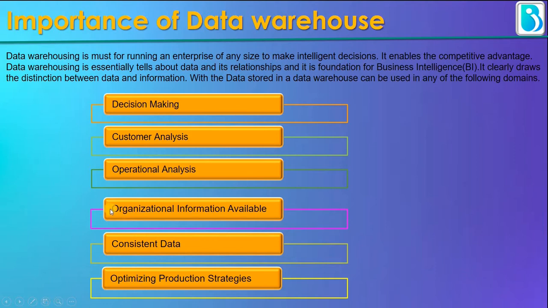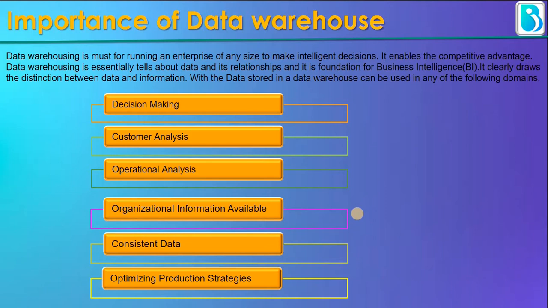So this point says we will have the organizational information. Suppose you have a company that has a huge number of departments. For each department there will be a separate application and database. All those data will be pulled into one place, which is nothing but the data warehouse. From there we can query the required information. So the data is very powerful. That information will be available at one place, which is the organizational information available, and it will be consistent data.